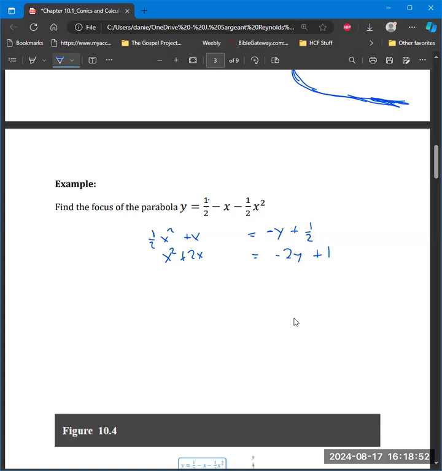And then I want to complete the square on the left-hand side. So 1/2 of 2 is 1. 1 squared is 1, and I'm going to add 1 to both sides of the equation. That leaves me with (x plus 1) squared on the left. And on the right, I have negative 2y plus 2. I'm going to factor out that negative 2 so that the y has a coefficient of 1.